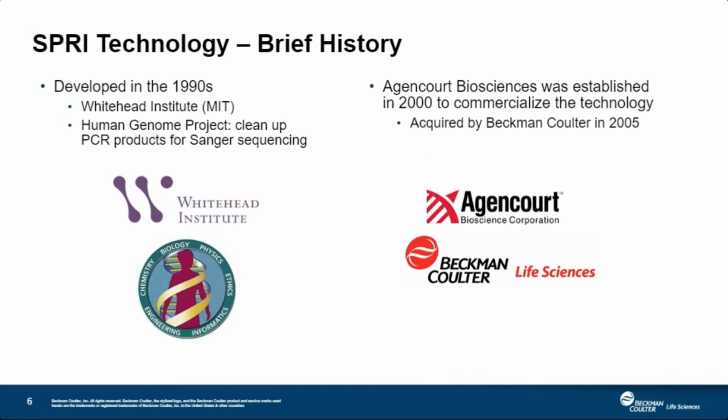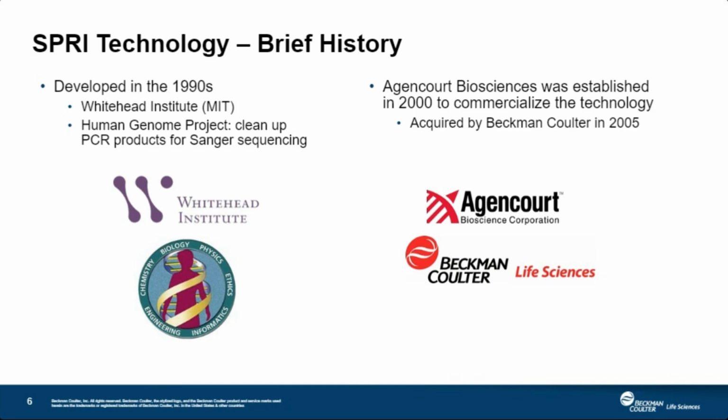I'm going to give you a little bit of a brief history of SPRI technology. This was originally developed in the 1990s at the Whitehead Institute at MIT. The whole purpose of a technology like this was as part of the Human Genome Project. It was developed to make PCR cleanup easier for Sanger sequencing, and at the time, that was the only method to do the sequencing for the Human Genome Project.